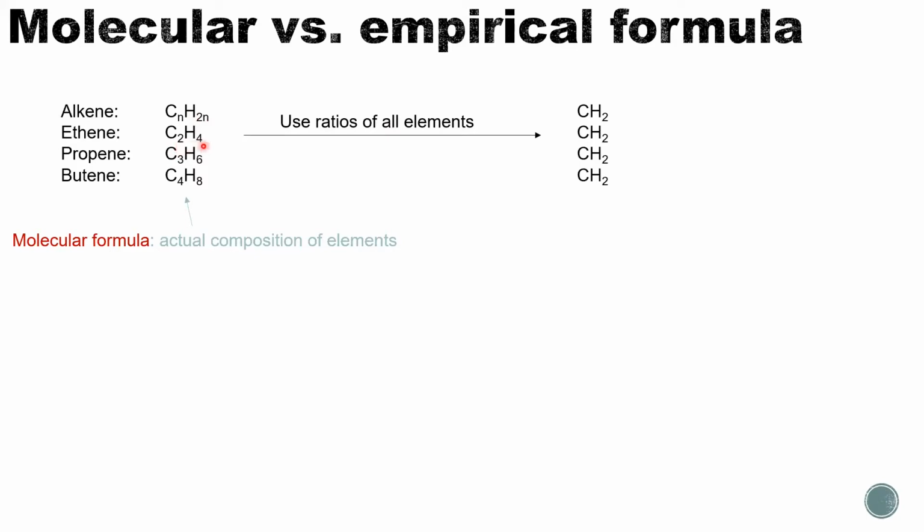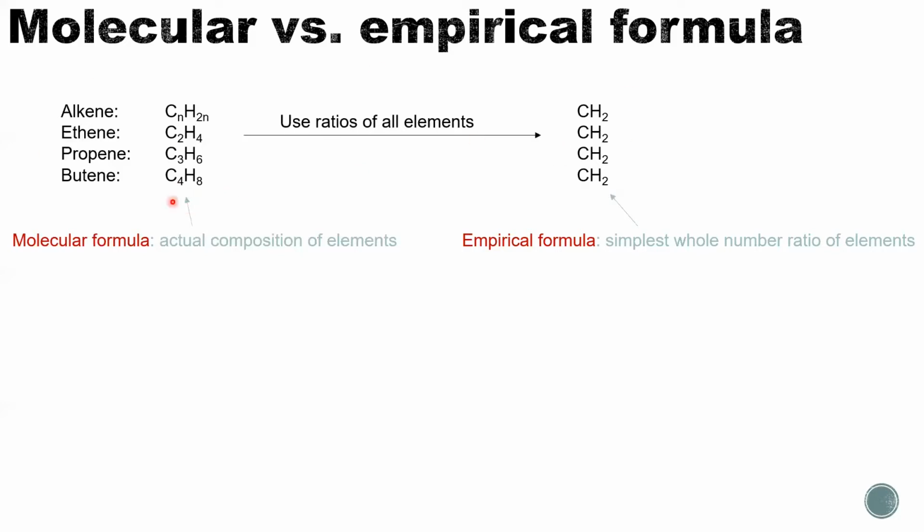C2H4, 2:4 equals 1:2 ratio. 3:6 equals 1:2. 4:8 equals 1:2. So this formula on the right is called the empirical formula. It's a simplified whole number ratio of all elements from the molecular formula.